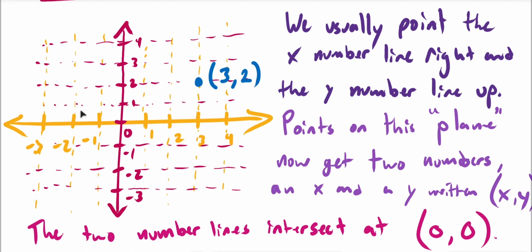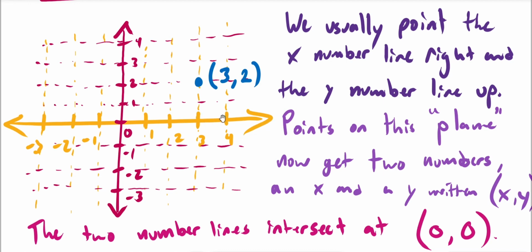Here I've marked the point (3, 2) on the number plane. The 2 number lines together make up a whole plane's worth of coordinates, and we are going to mark (3, 2). So 3 corresponds to this x value of 3. We always mark them x comma y.